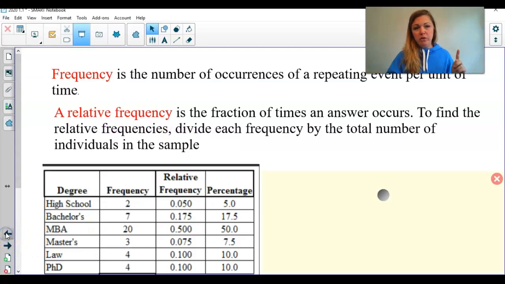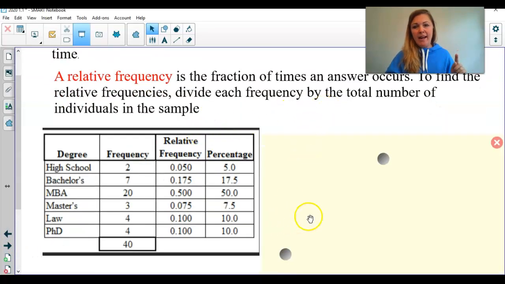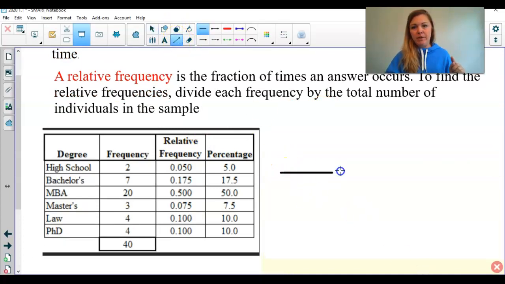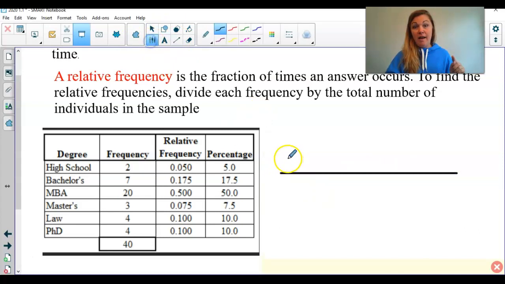Could you, looking at this data, make an x-axis and put high school, bachelor's, MBA, master's, something like this? Now I'm doing it with my trusty mouse here, so it's going to look a little messy. But could you put master's or high school, right?